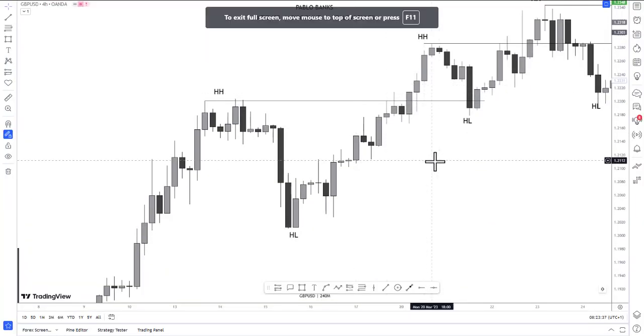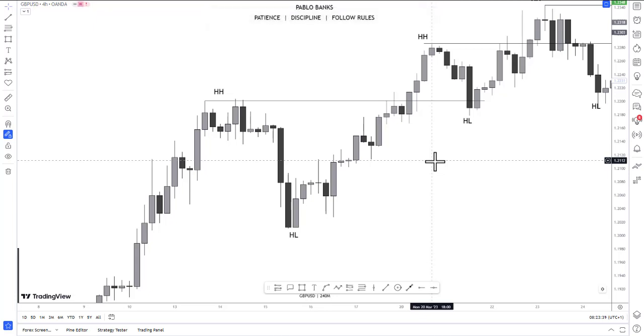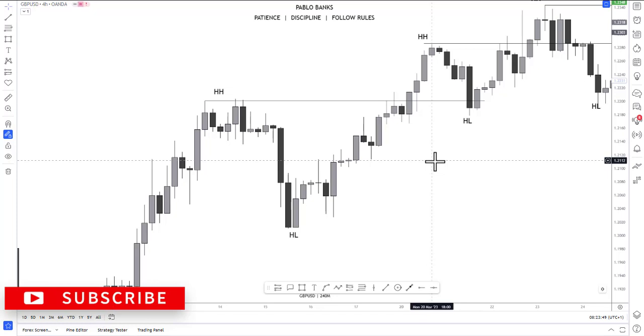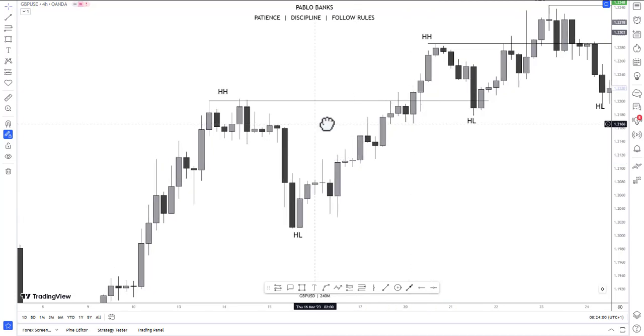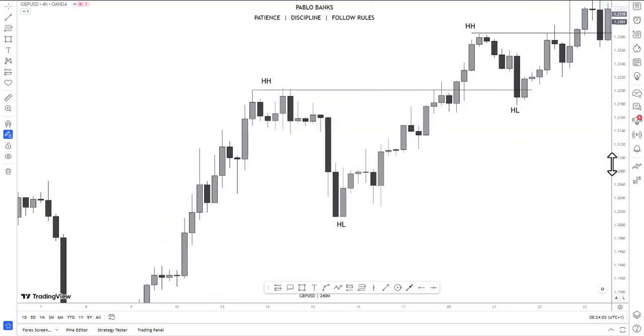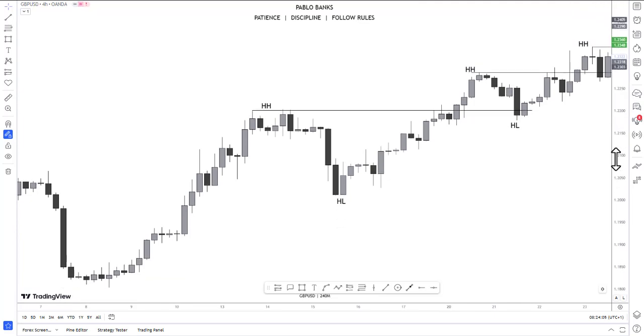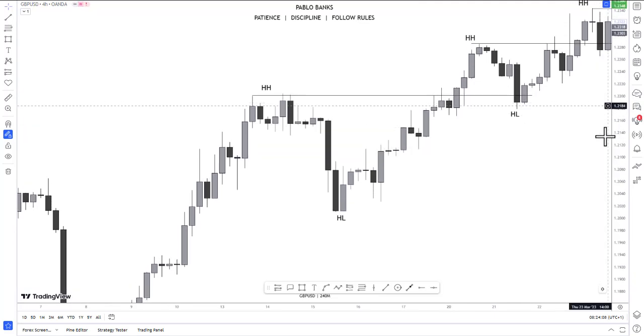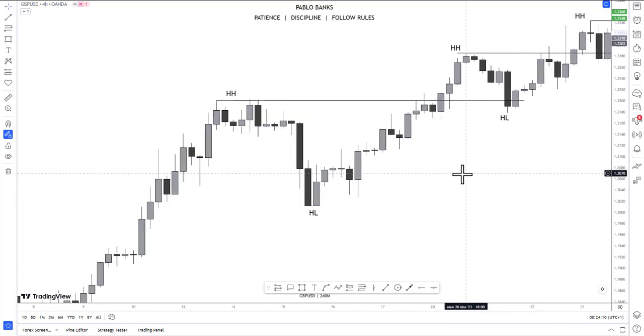So this video is just going to talk about market structure. I know most of you watching might be watching a video about market structure for the first time, or you're familiar with it, but I just want to go through how I break down market structure, not only from a higher time frame, but using one time frame. That's just the thing here.